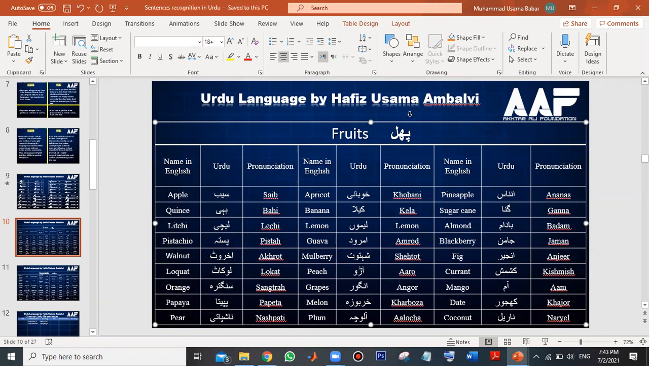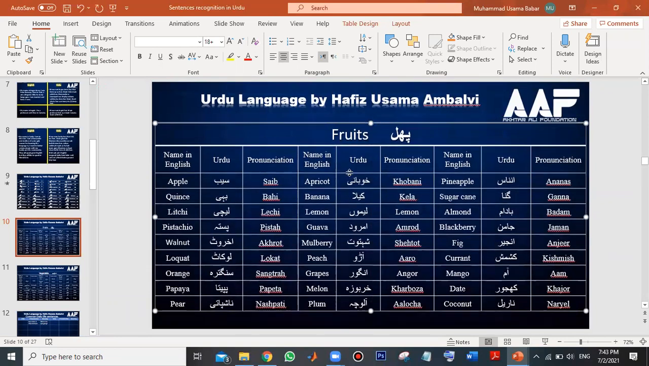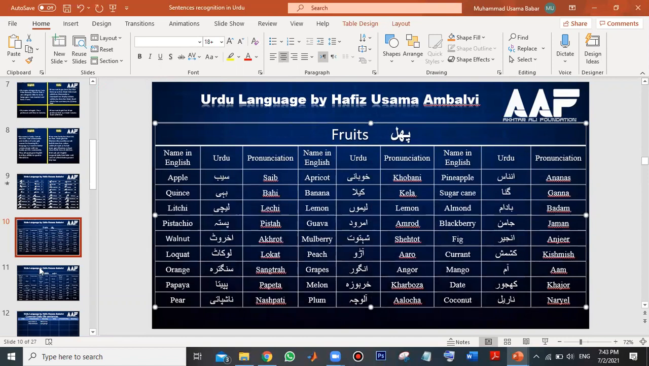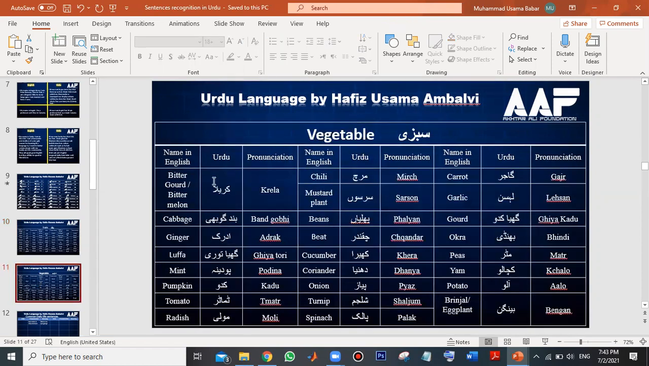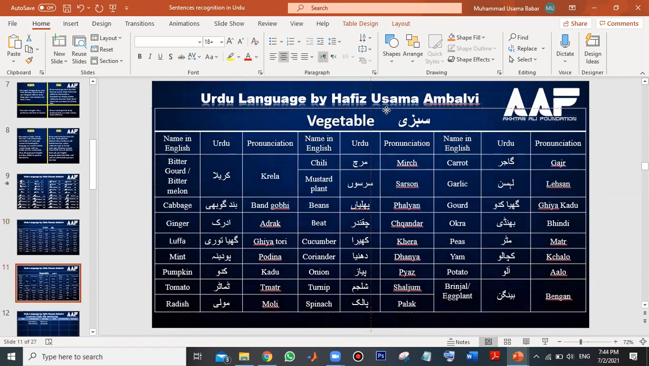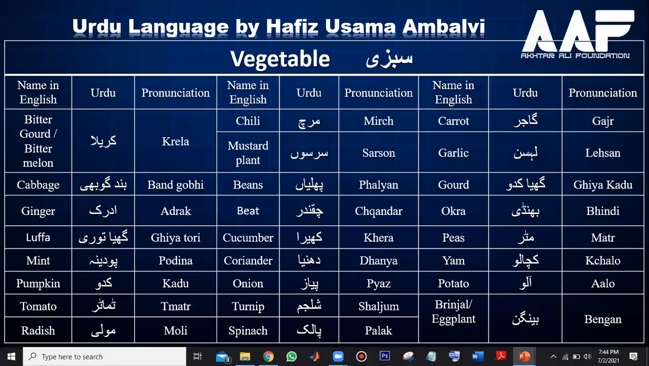Do I need to say these again or is it okay? If you want to revise, we can revise it too. Otherwise, we will move to the next thing, which is vegetables. Okay, so first one is bitter gourd or bitter melon. It's karela. You know this one?